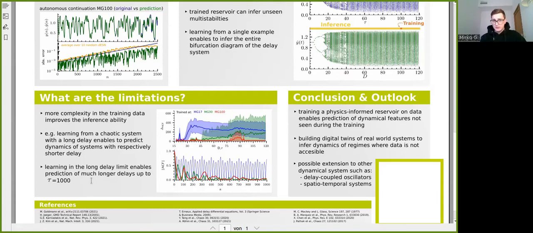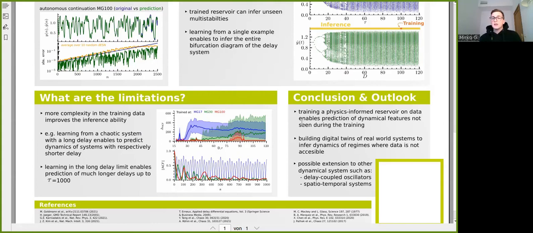To conclude the poster, and give a short outlook, I show you that we can train a physics-informed reservoir on data, and then in the testing phase, we can predict dynamical features which are not part of the training but correspond to the original system. This method enables us to build digital twins of real-world systems, which means given that you have a set of data and you know that in this data there's an underlying delay, you can build a physics-informed reservoir and then can predict dynamics which are not accessible in the real world.